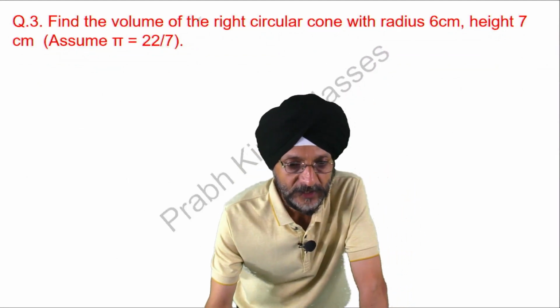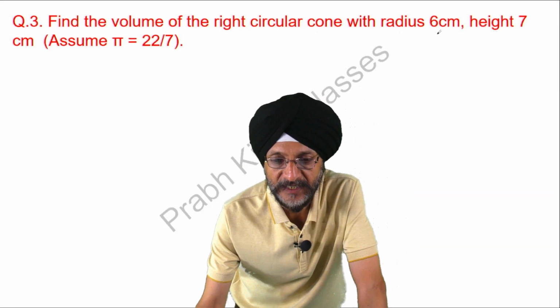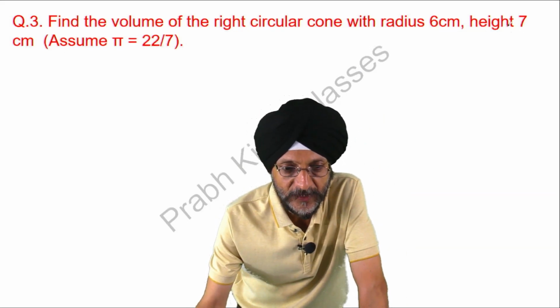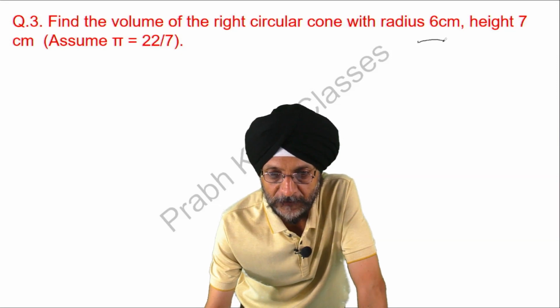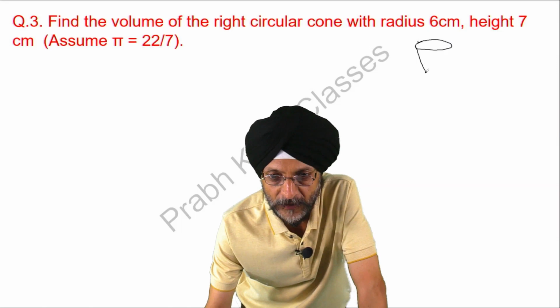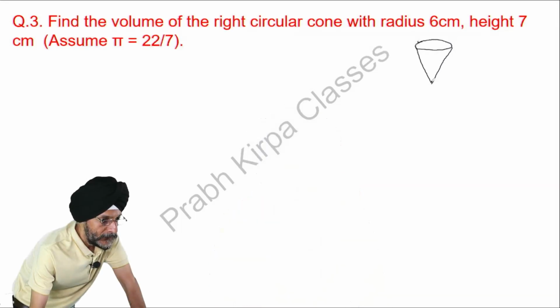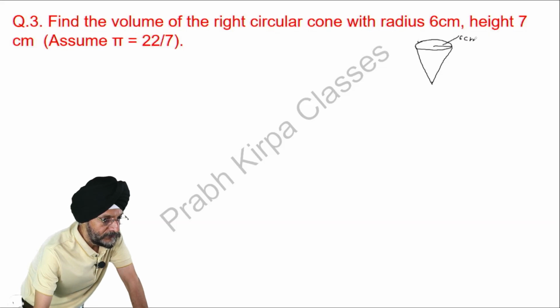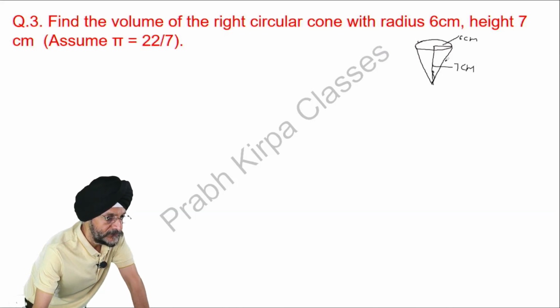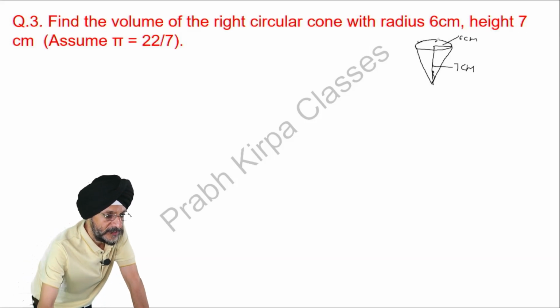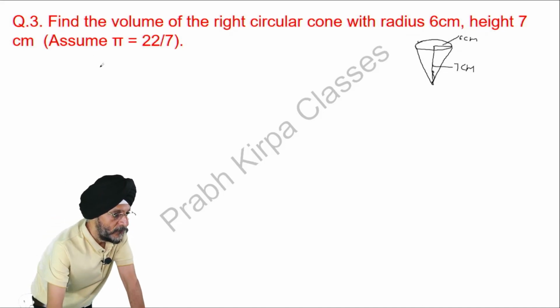Now the question before us is, find the volume of a right circular cone with radius 6 centimeter and height 7 centimeter. We have been asked to assume pi is equal to 22 over 7. So this is the cone which we have. This has radius equal to 6 centimeter, and this is the height. This height is 7 centimeter. This is radius, this is height, which touches the center of the base with the pointed part. We have to find the volume.